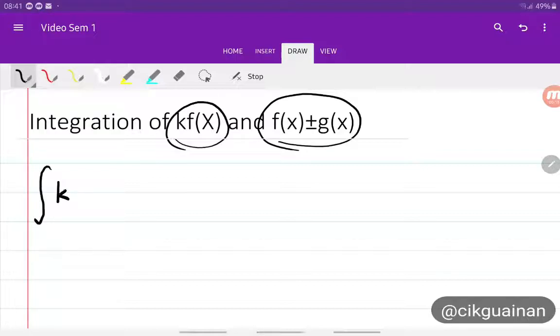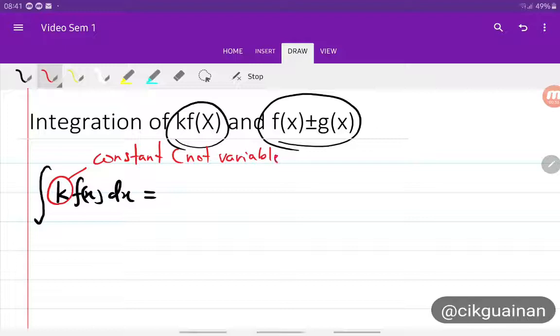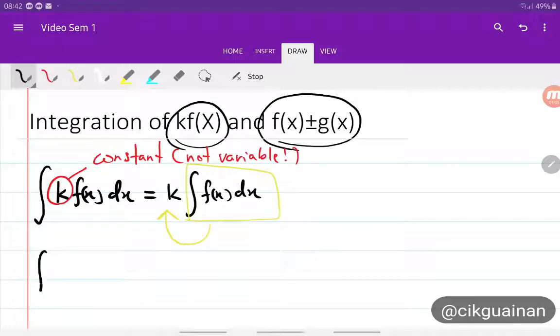The first one is a function that we multiply with a certain constant, like this. In this case, k is a constant. Constant means it is not a variable, at least with respect to x. So if k is a constant, then we can put k outside, and then we integrate f(x) with respect to dx first. In this way, we integrate this one first, then we multiply with the k.